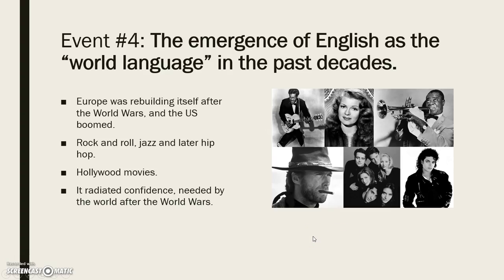Event number 4, the emergence of English as the world language in the past decades. Europe was rebuilding itself after the happenings of the world wars. The government and the population needed a time for recovery. Meanwhile, the US was booming. Its culture, its political ways, the economy was rising so fast.